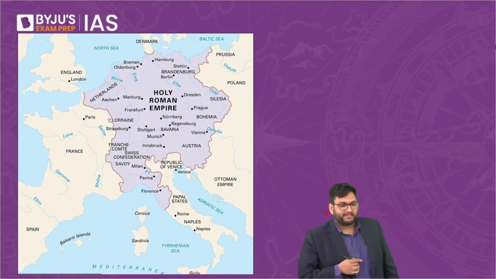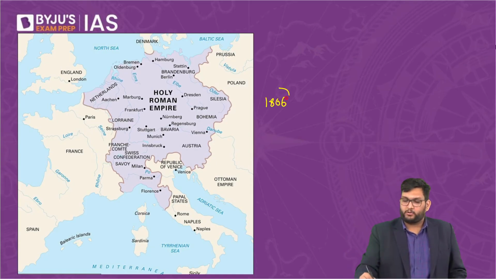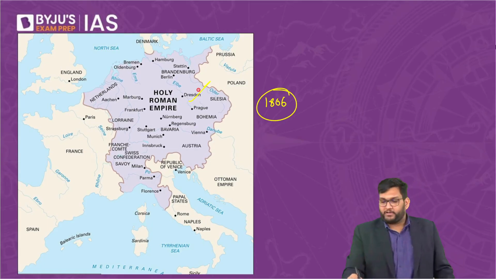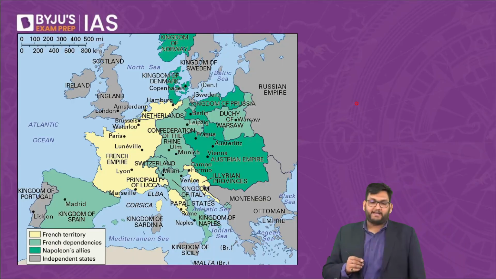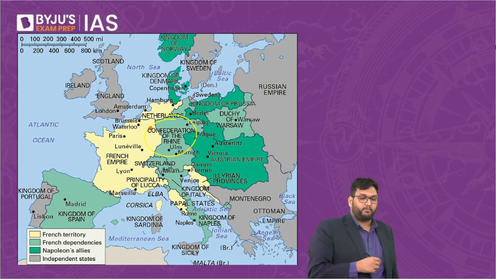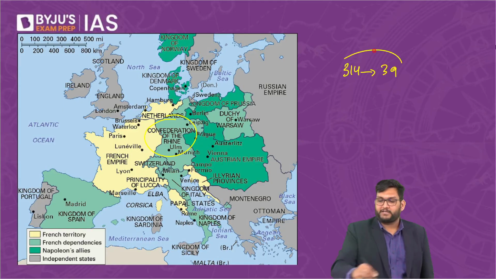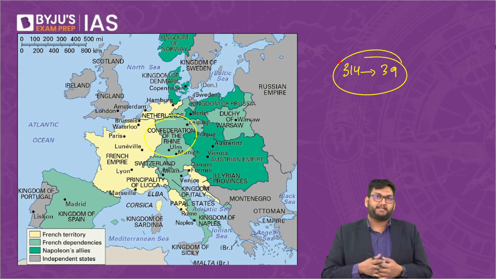Last week, if you remember, I have the maps with me. We started at the Holy Roman Empire, and how in 1806 the Holy Roman Empire was defeated by Napoleon, and how Napoleon thereafter simplified it into the Confederation of the Rhine. This was a very important task. Why? Because he brought 314 units down to 39, and with 39 units, there was a better chance of unification.